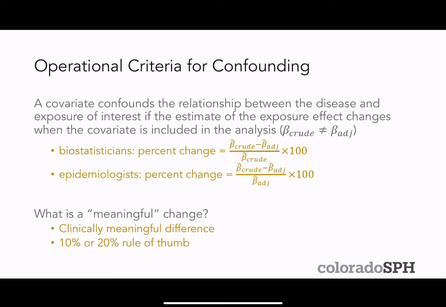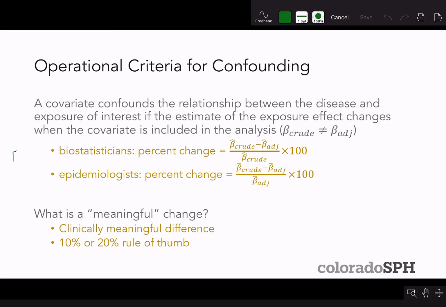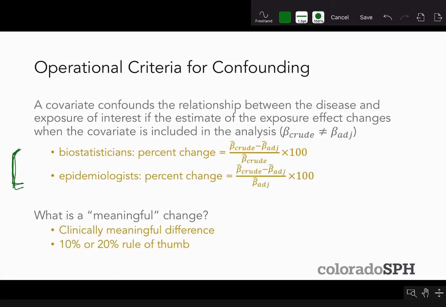Then there are also the operational criteria for confounding. These are rules of thumb based on the changes in your estimates that allow you to call something a confounder. In this case, we would say a covariate confounds the relationship between the disease and the exposure of interest if the estimate of the exposure effect, that is the beta for the exposure, changes when the covariate is included in the analysis.